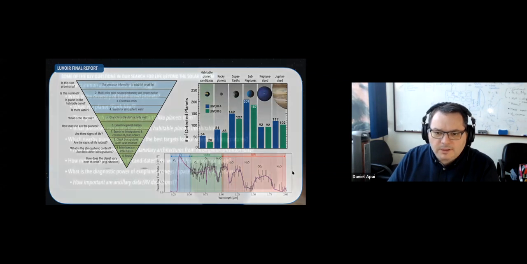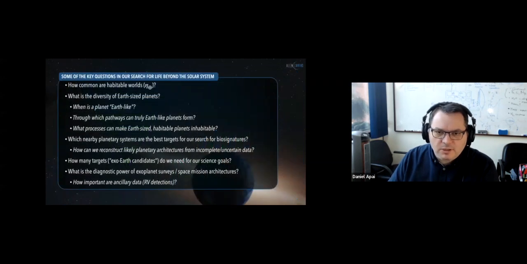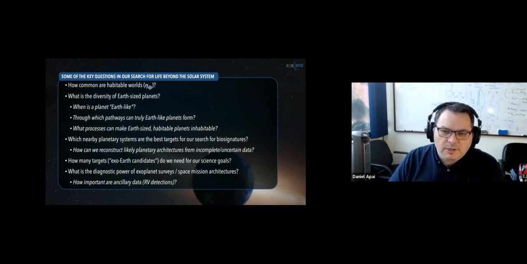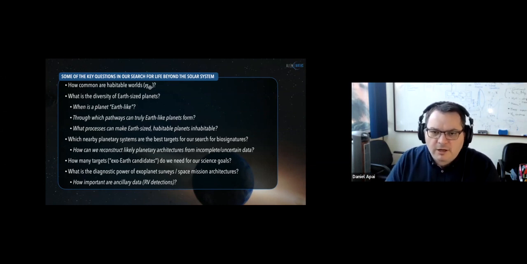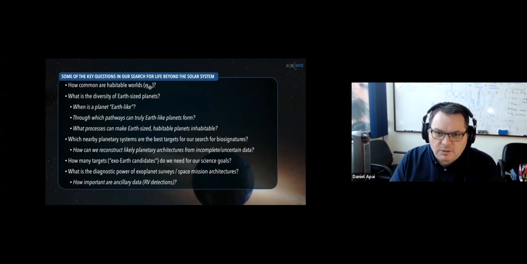So this is a process that is difficult, obviously, and much of Alien Earths' work, and what I'm going to tell you about, is aiming to provide the contextual information, the guidance that we need to actually execute these steps successfully. So some of the questions that I take away from a diagram like that, and you could make your own list, of course, are the following. How common are habitable worlds? Eta Earth value, it's very important in driving the mission designs and the capabilities that we require.